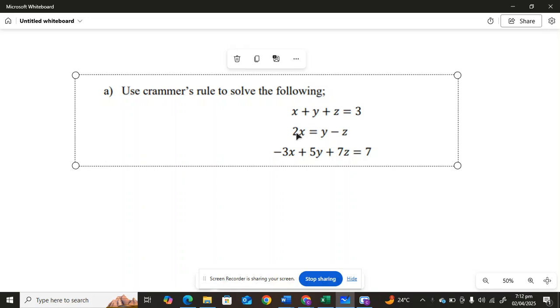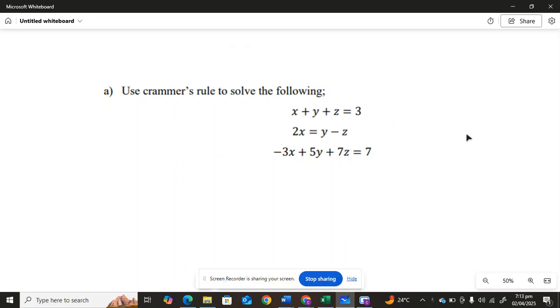Okay, so we have this question here. It says use Cramer's rule to solve the following. These are simultaneous equations. Unlike the previous ones we were looking at, where there are only two variables, x and y, we have a third variable here, z. So we can't use the substitution or elimination method. We're going to have to use Cramer's rule.